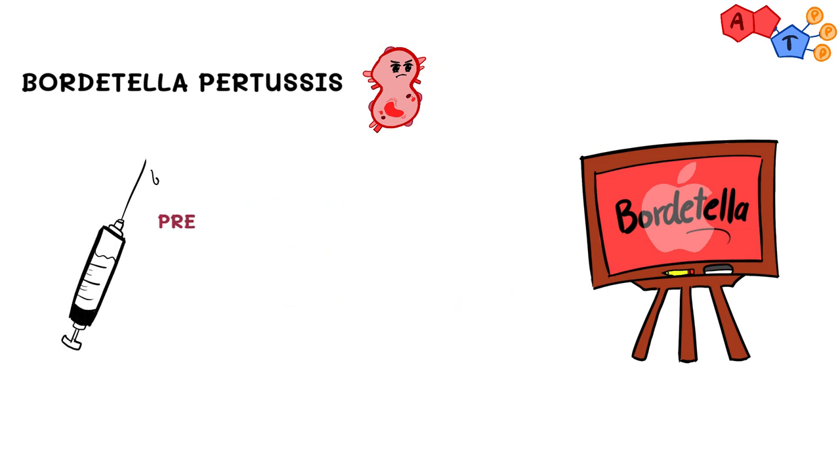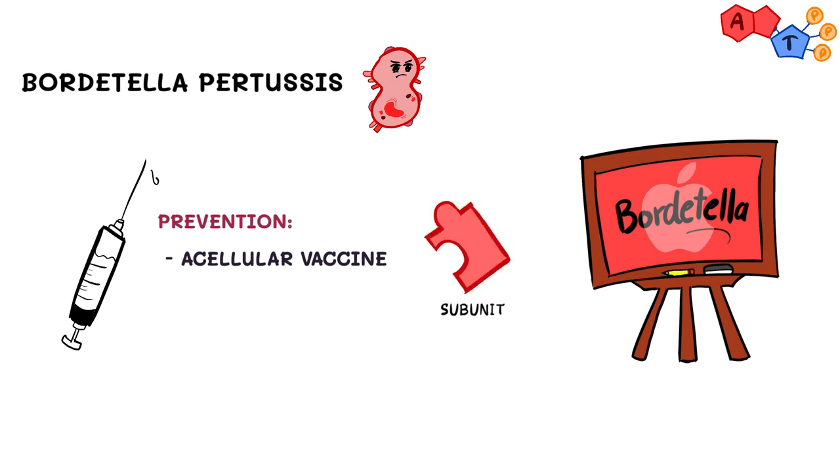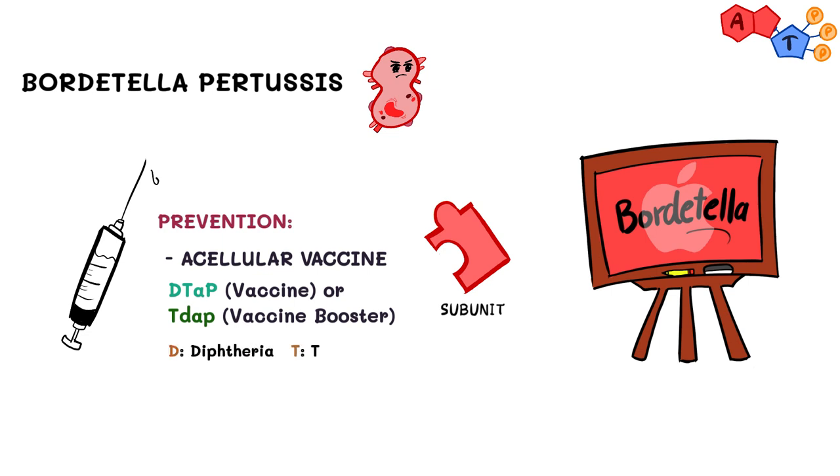For prevention, luckily we have a vaccine. It's an acellular vaccine, which means it's only a subunit of the organism. And it's known as DTaP or Tdap. D for diphtheria, T for tetanus, and aP for acellular pertussis.